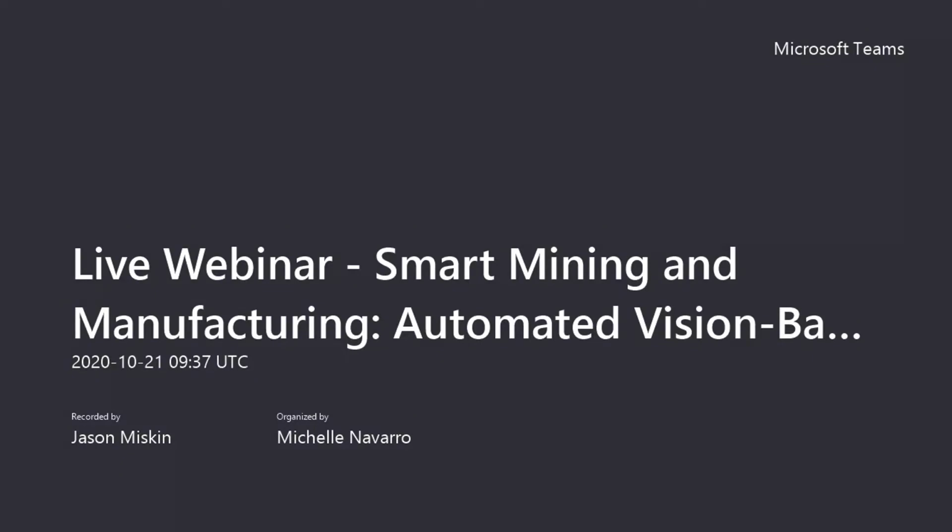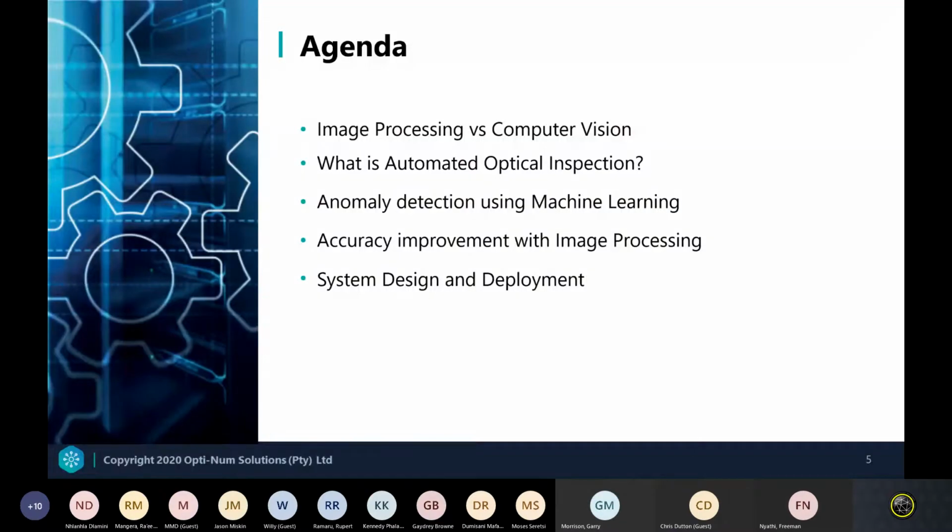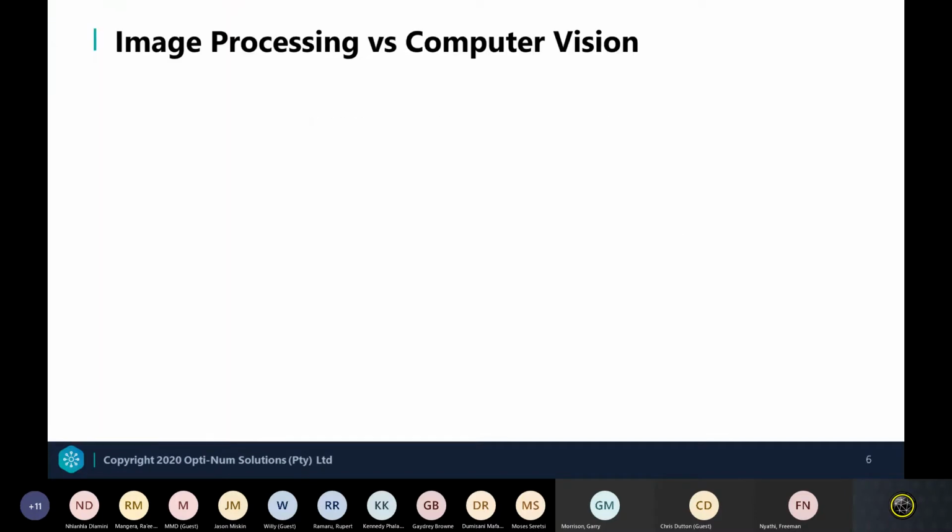processing and computer vision, what is automated optical inspection, how we can use machine learning to build our anomaly detection models, and how image processing can help improve the accuracy of those models, and finally, how we can integrate those analytics into other systems.